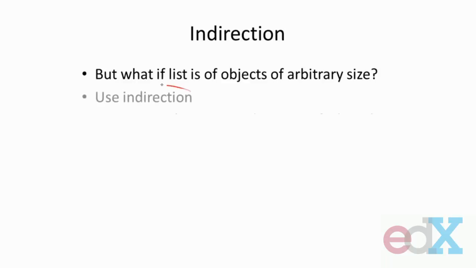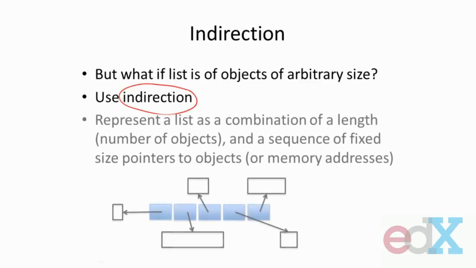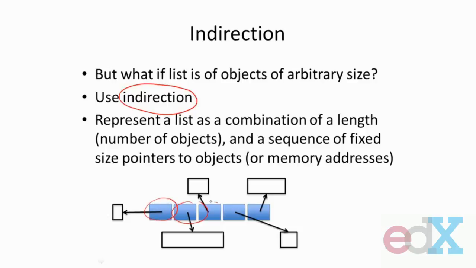In this case, I use a wonderful tool called indirection. Here inside of Python, I'm going to represent a list as two things. A length, telling me how many objects there are in the list, so I know where the end of the list is, and then a sequence of fixed size pointers to objects. Or another way of saying it is, inside of the list, each element of the list isn't going to be the element itself. It's going to be a pointer to an object, a pointer to a structure in memory. And if I can do that, then in fact, I can still get to any element in constant time.